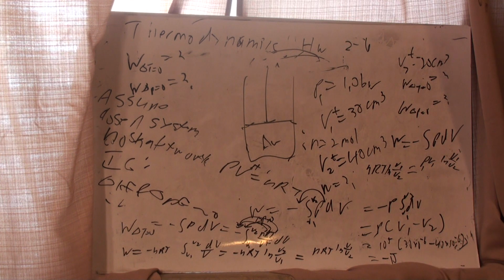So we have 3 times the natural log of 0.75. Okay, I get negative 0.86. Now, should I get negative? Yeah, I still should get negative because I'm still doing work on the surroundings. But I get 0.86. I actually don't do as much work as I do when it's the same pressure.